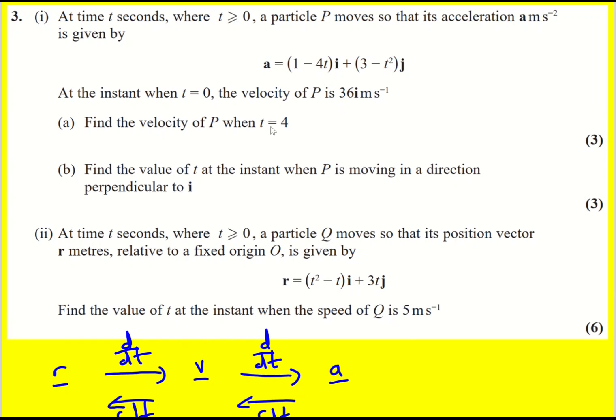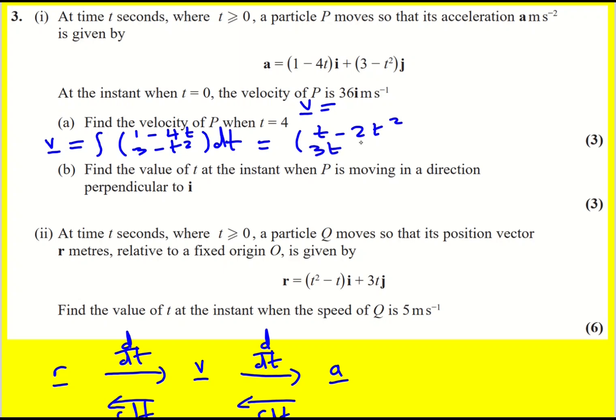So because we're given the acceleration, and then we're given some information on the velocity, so when t equals 0, v is equal to 36i. Find the velocity of p when t equals 4. I need to integrate. v is going to be the integral of a, which I'm going to write as (1 minus 4t)i plus (3 minus t squared)j. This gives (t minus 2t squared)i and (3t minus 1/3 t cubed)j, plus an arbitrary constant c.